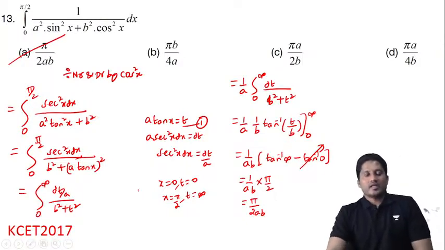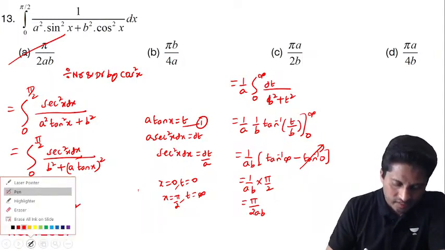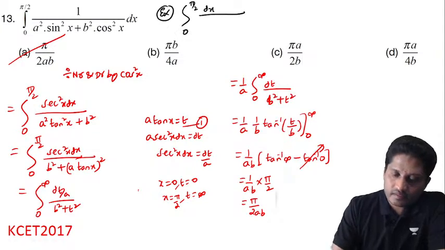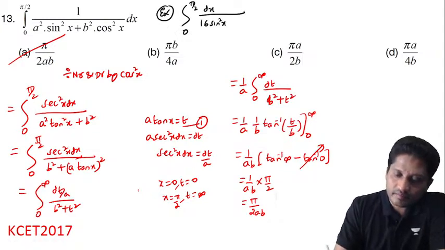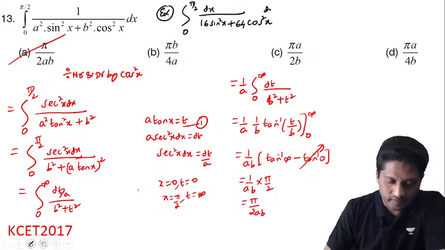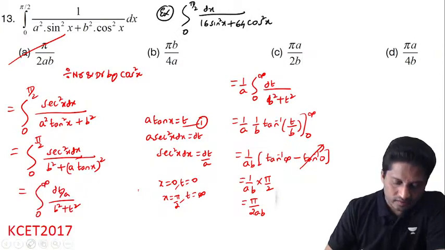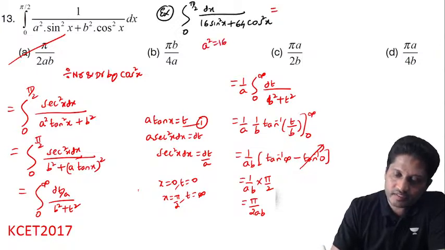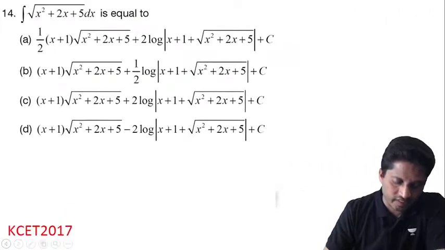This is a standard result, guys. Remember it as it is. Let me give you an example. Let's say you have the limits 0 to pi by 2 and dx divided by 16 sine square x plus 64 cos square x. Something like this. It need not be a perfect square as well. If I compare, a square is 16 and b square is 64, so a is equal to 4 and b is equal to 8. I wanted to prove the result, that's why I gave this. Otherwise, you can directly remember that the answer is pi by 2ab. It's a standard result.